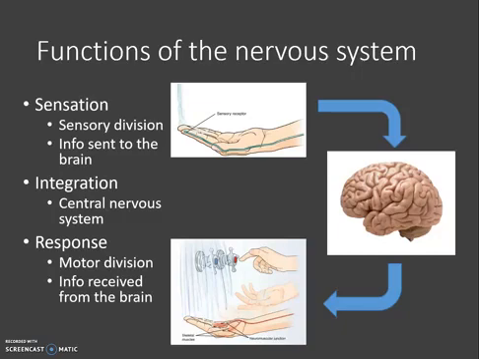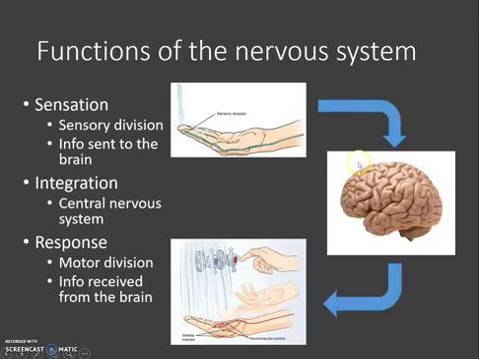There's a lot of different functions that come into play here, but we can break it down into sensation, integration, and response. So sensation is the sensory division of the nervous system. And your sensory receptors use the nervous system in order to send information to the brain. So you can see here that there is a sensory receptor feeling hot or cold in the skin of the hand. And that information gets sent along the nervous system to the brain.